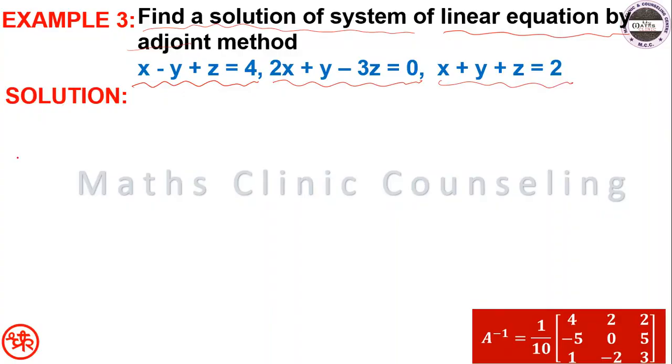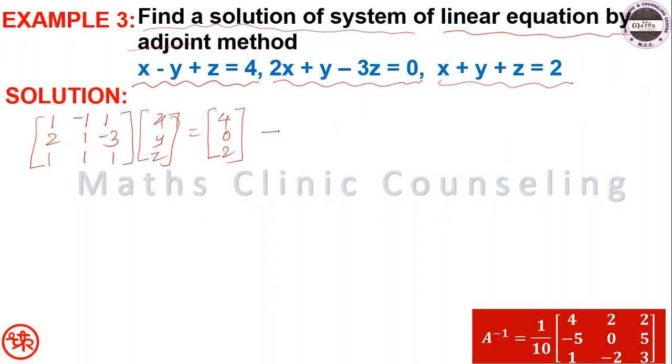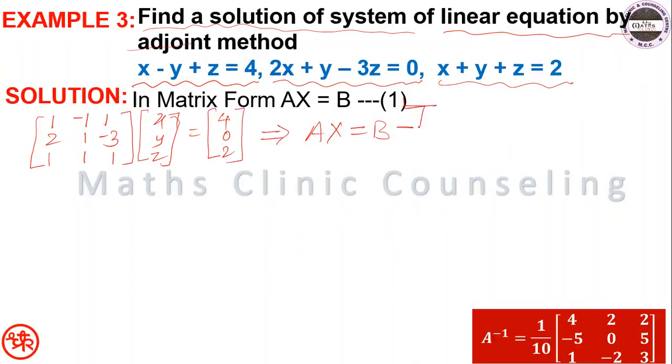तो system in matrix form, पहले लिखेंगे हम A: पहला रो 1 -1 1, सेकंड रो 2 1 -3, थर्ड रो 1 1 1, बराबर है x y z, इक्वल टू, और यहाँ पे आएगा 4 0 2, राइट हैंड साइड वैल्यू. ओके, एंड दिस इम्प्लाइज दैट A into X is equal to B, that is equation 1. ये हो गया इक्वेशन 1.